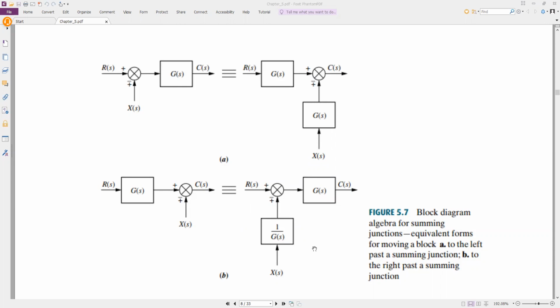Remember this thing. Moving the junction, you are moving the block diagram for the summing junction. So you are moving a block and you want to get the output. Okay. So that is the block diagram algebra for summing junctions.